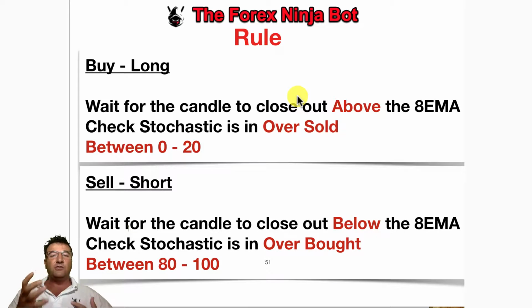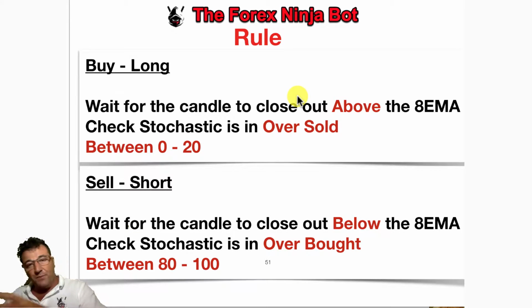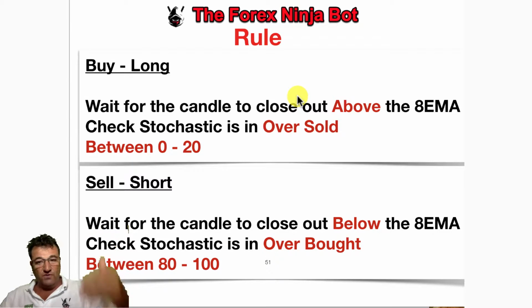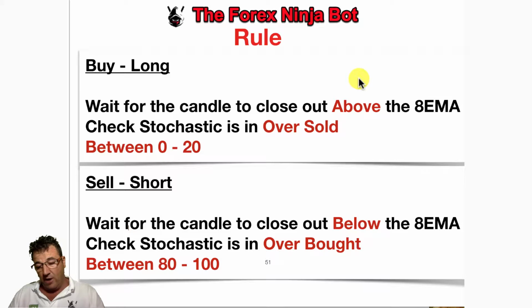Now, how do you know when to change direction from a short position to a long position? Very, very simple. You wait for the candle to close out above the 8 exponential moving average, and that is when you take profit. So let's have a look and see. Here we go. So we wait for the next candle.